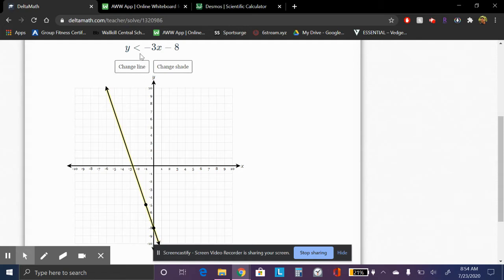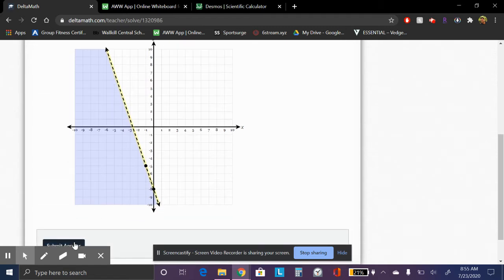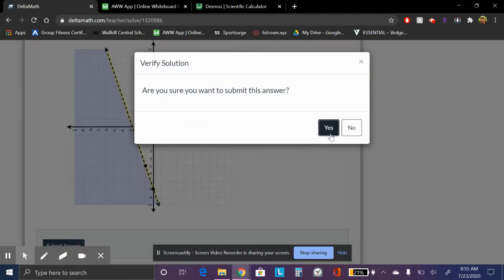It is not equal to, so I'm going to have a dashed line. And it's pointing to y. So it's not pointing away. It's pointing to y, so I'm going to shade below. All right. So if it was pointing away, you would shade above. This is shading below. Submit. Yes.